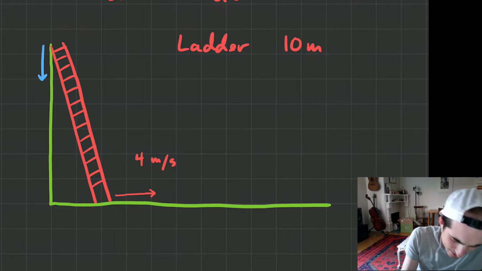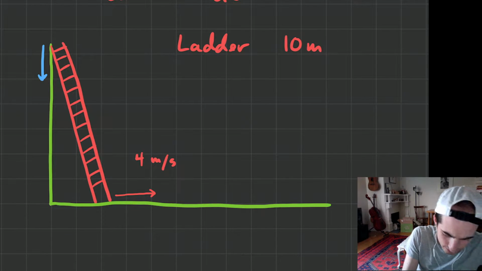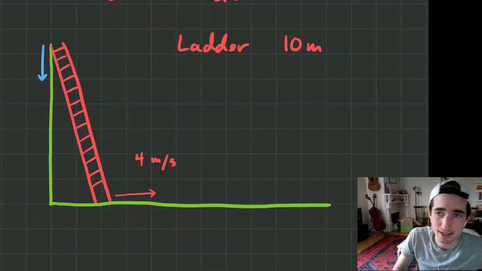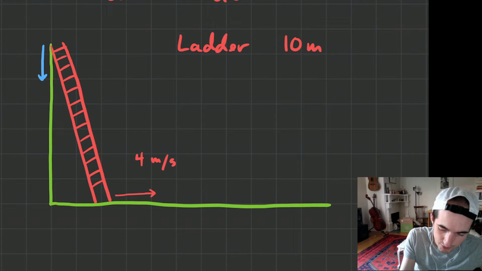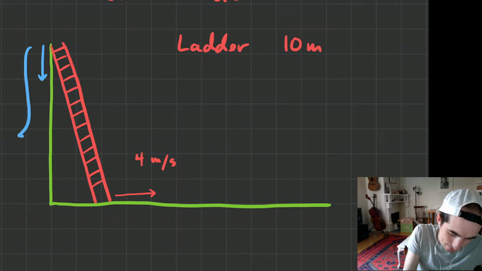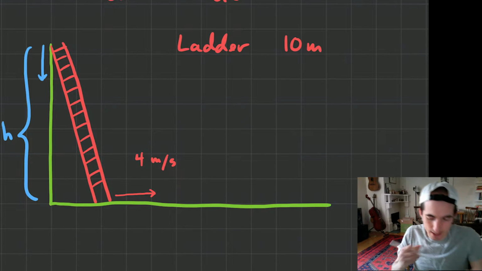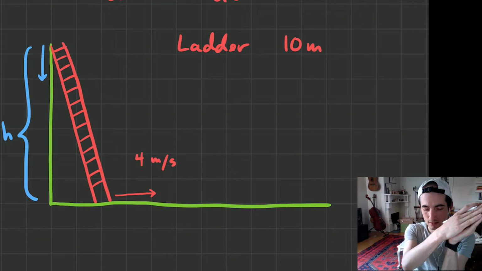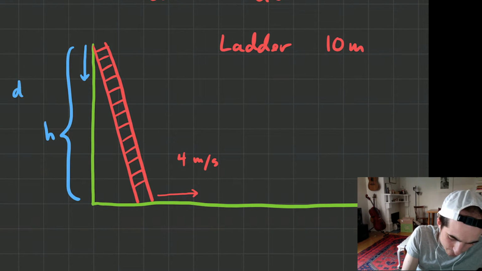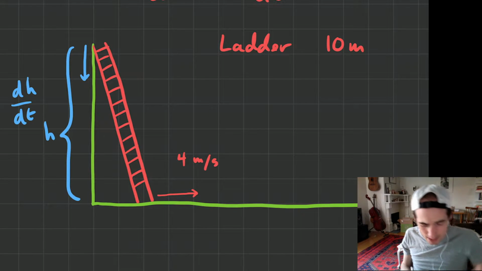At the top of the ladder, it's not completely clear how fast the ladder is moving in this direction. So the idea is the rate of change of the up and down motion. If we call this length over here h, the height of the ladder as it's leaning up against the wall, the height is going to change, right? So dh by dt is what we're solving for.